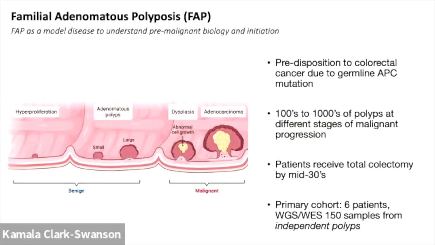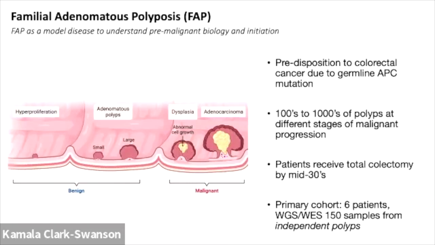We believe it's a great model disease to understand pre-malignant biology and initiation. FAP is a predisposition to colorectal cancer due to a germline APC mutation. These patients just have to get that second hit, which sets off the initial adenomatous polyp and hyperproliferation. They present with hundreds to thousands of polyps spanning the pre-malignant stage, from benign adenomatous polyps to malignant dysplasia and adenocarcinomas. By their mid-30s, these patients often receive a total colectomy when resection is no longer possible and you can't keep up with the polyp burden.